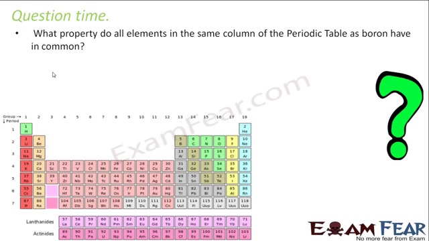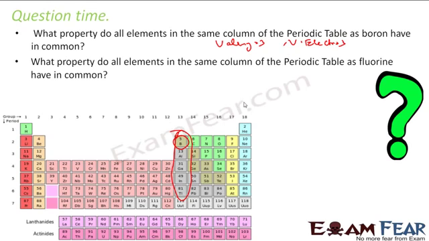What properties do all the elements in the same column of the periodic table as boron have in common? So I have this boron. I'm asked about all these which are in the same column. So if you see, for all these, my valency is 3. In fact, valence electron is also 3.